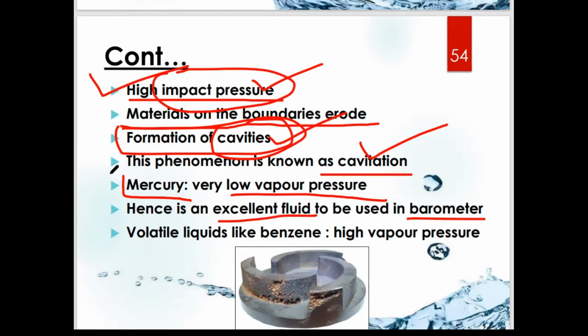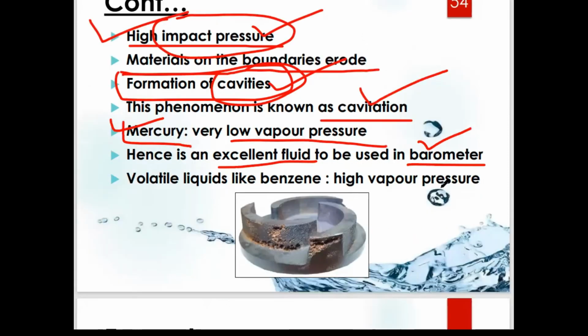Hence, as mercury has a very low vapor pressure, it is used in a barometer, which is used to measure pressure. And volatile liquids like benzene have a high vapor pressure. See, this is how cavitation is going to occur.